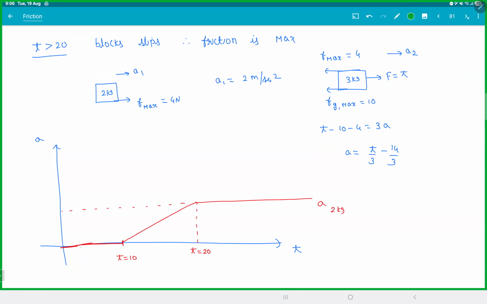If you look at the 3 kg block scenario, even the 3 kg block won't move for 10 seconds, the green line. Then it will go together with the 2 kg block for another 10 seconds, till 20 seconds. Then the graph will split.